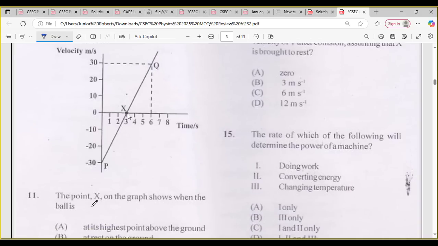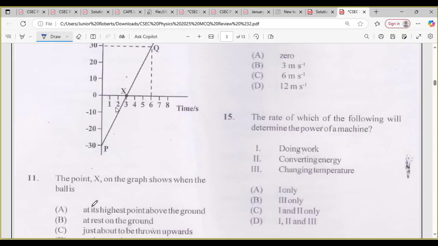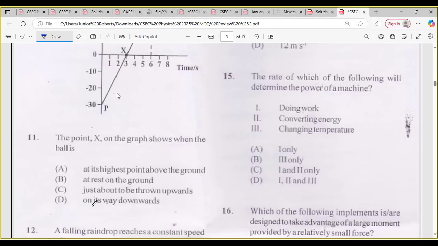So point X right here, we see that we have velocity of 0, and that is after about 3 seconds. So this right here represents the ball being at maximum height above the ground, because at maximum height its velocity is going to be 0, as what we see right here. So it's going to be at the highest point above the ground, so that's going to be A for number 11.